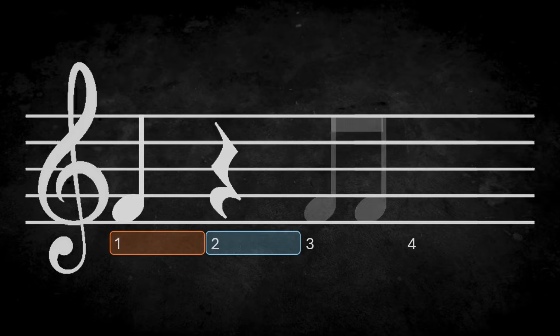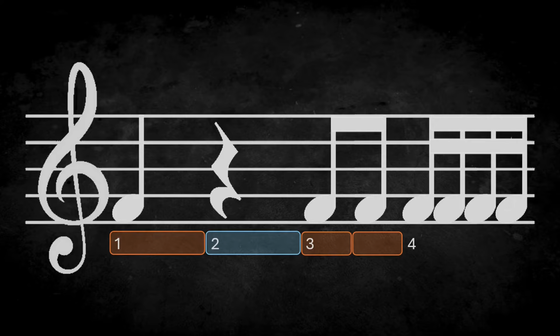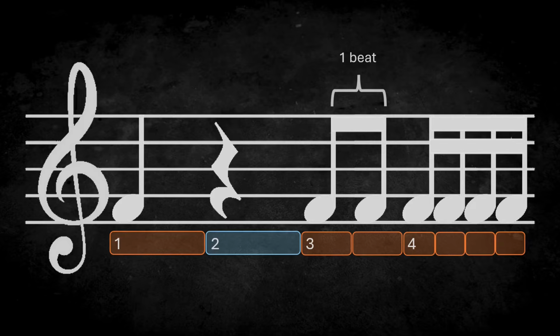Then, we have 2 eighth notes, each with a value of half a beat, played within 1 count. Moving on to the 4 16th notes, each worth 1/4 of a beat, they are also played within 1 count. Finally, considering note combinations, 2 half beats equal 1 beat, and 4 quarter beats also equal 1 beat. Let's listen.